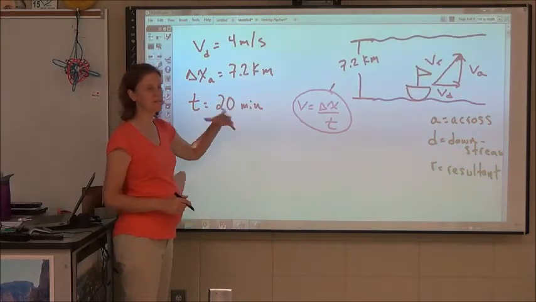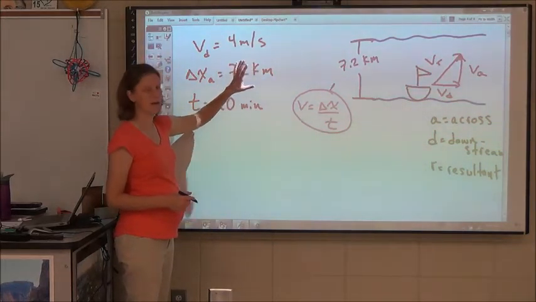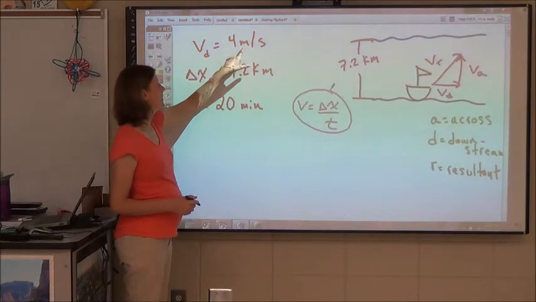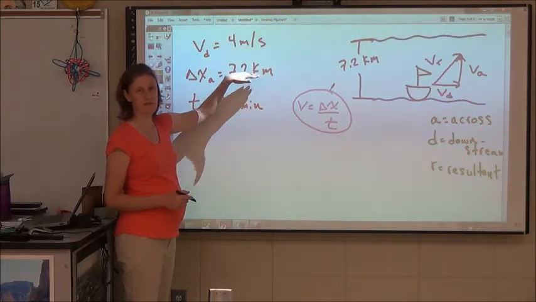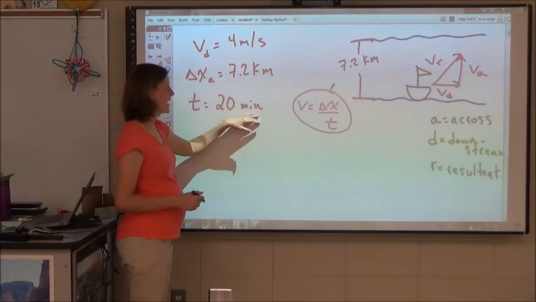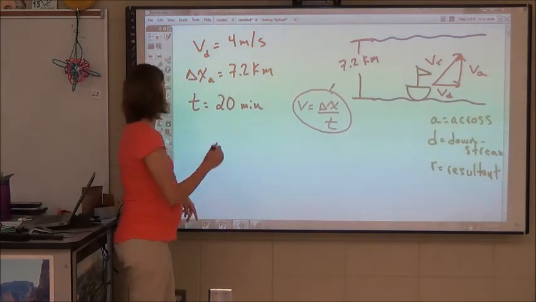Okay, so I've listed my given stuff. I do note that I've got unit issues. My downstream velocity is meters per second, but I also have this displacement in kilometers. I have this time in minutes, so I do need to change all those things.